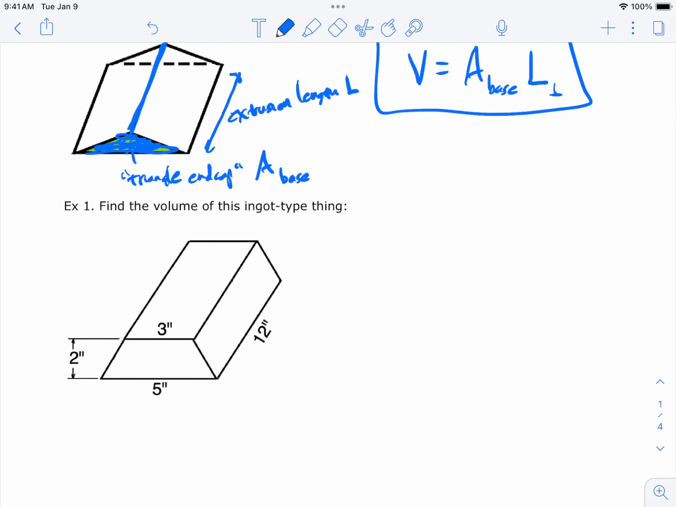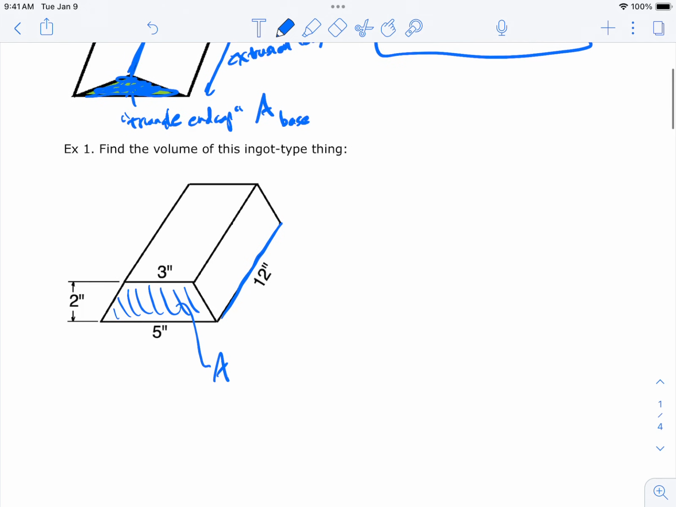We want to get the volume of that ingot. Well, it looks all nice and perpendicular to me, right? I'm assuming that this was the end area. So we need to find this end area, and then we'll have an extrusion length of 12 inches. So if we find the area of that trapezoid, we can multiply it by 12, and boom, we've got our volume. Watch how cool this is.